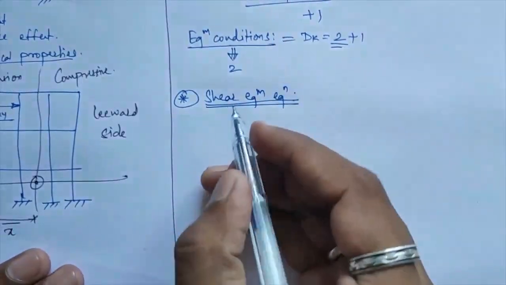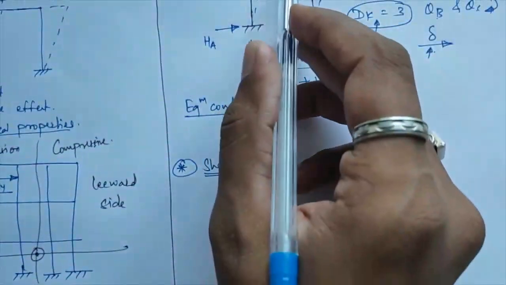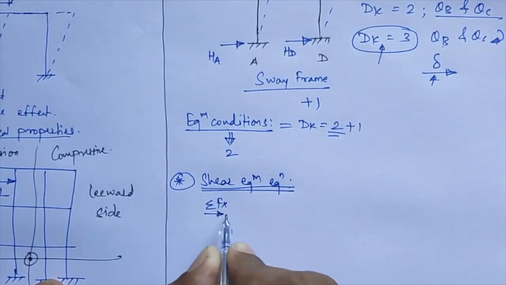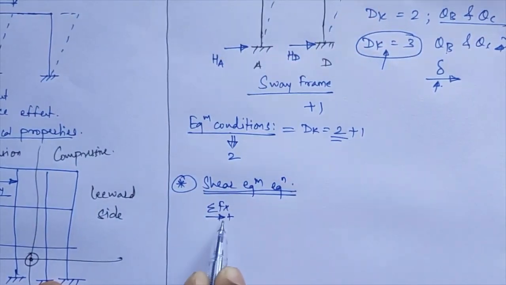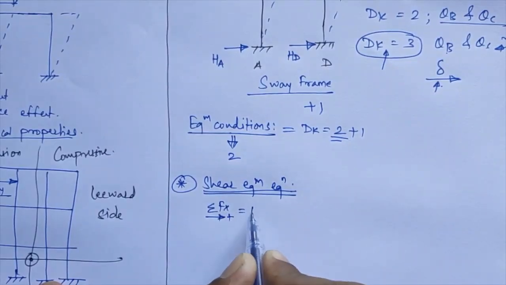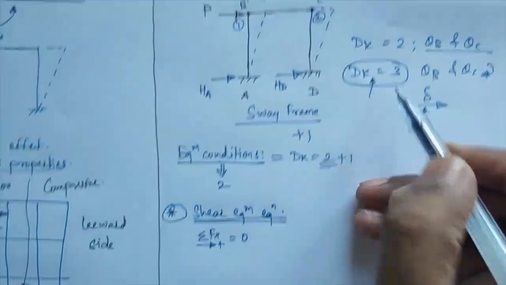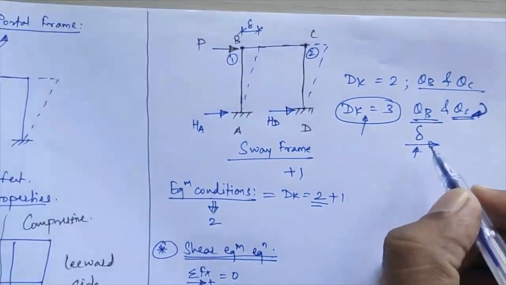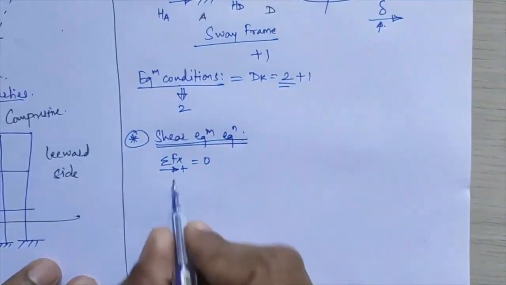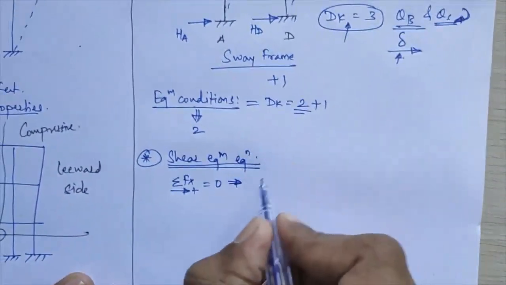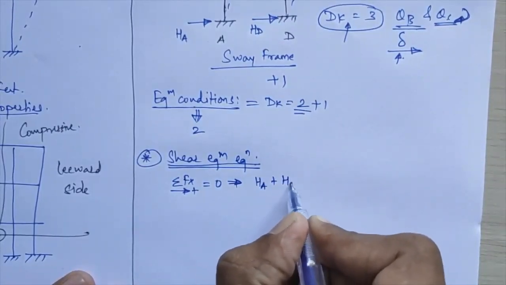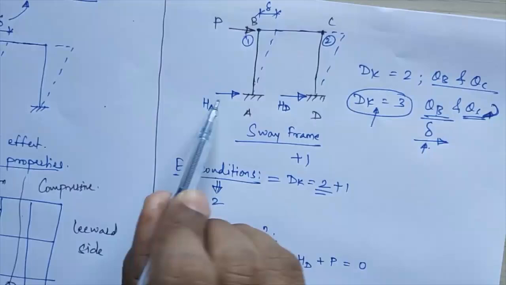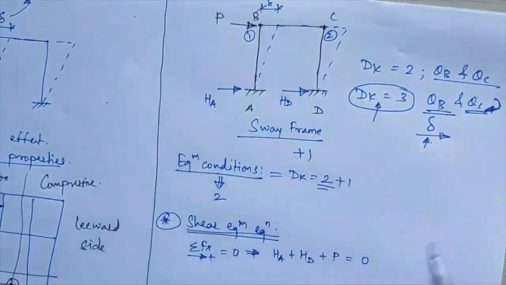Firstly, if I consider this portal frame, I calculate the summation of Fx equation for it. For Fx, we consider rightward forces as positive, equal to 0. The dk value for this is equal to 3. That is, the 3 are theta B, theta C, initially assumed as clockwise, and 1 is your delta. Considering this Fx equation, we get HA plus HD plus P is equal to 0. So the horizontal forces we have considered give HA plus HD plus P is equal to 0.